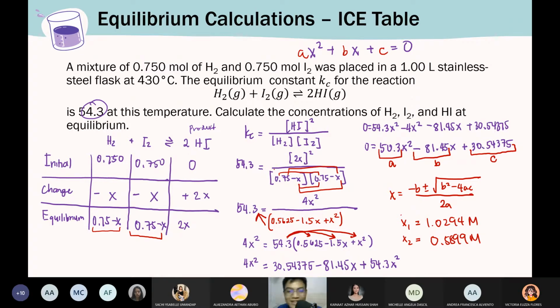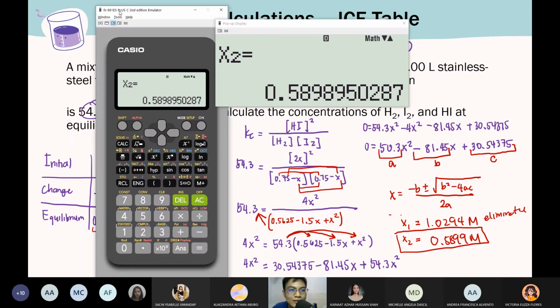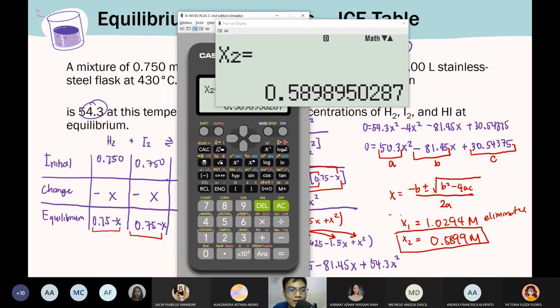Okay, so the answer is that x1 must be eliminated, no? Bakit siya eliminated? Okay, nakick na siya sa bahay ni Kuya. So meaning pipiliin natin x2. Bakit? Kasi when you try to plug in the x1 into your ICE table, magiging negative yung concentration, di ba? That's 0.75.